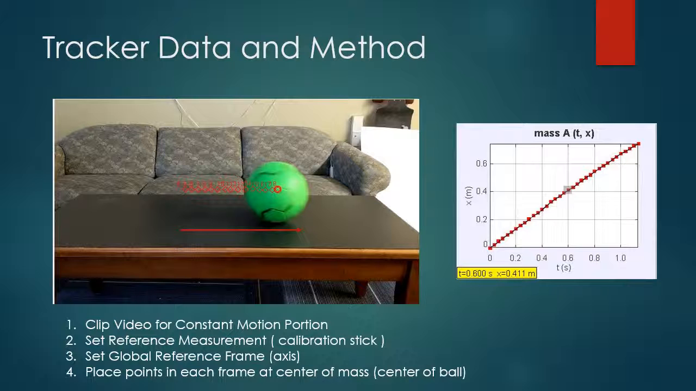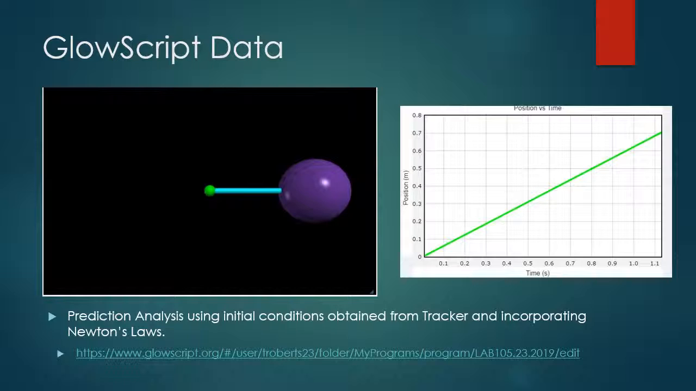Moving into my computational data using GlowScript, this method, unlike the observed method, used initial conditions provided by the data from Tracker to create a prediction model. Looking at the left picture, the green dot represents the origin, the purple represents the soccer ball, and the blue line represents the path the ball took from the origin, so we can see that it matches our thoughts of a ball rolling on a table. The plot further reinforces our experiment by showing a straight line, which is consistent with constant velocity motion.